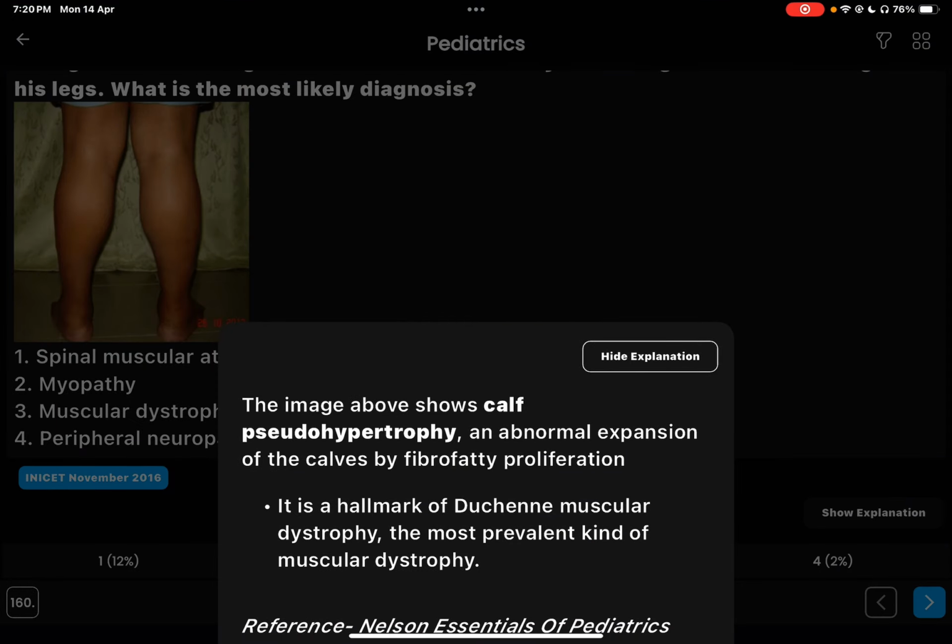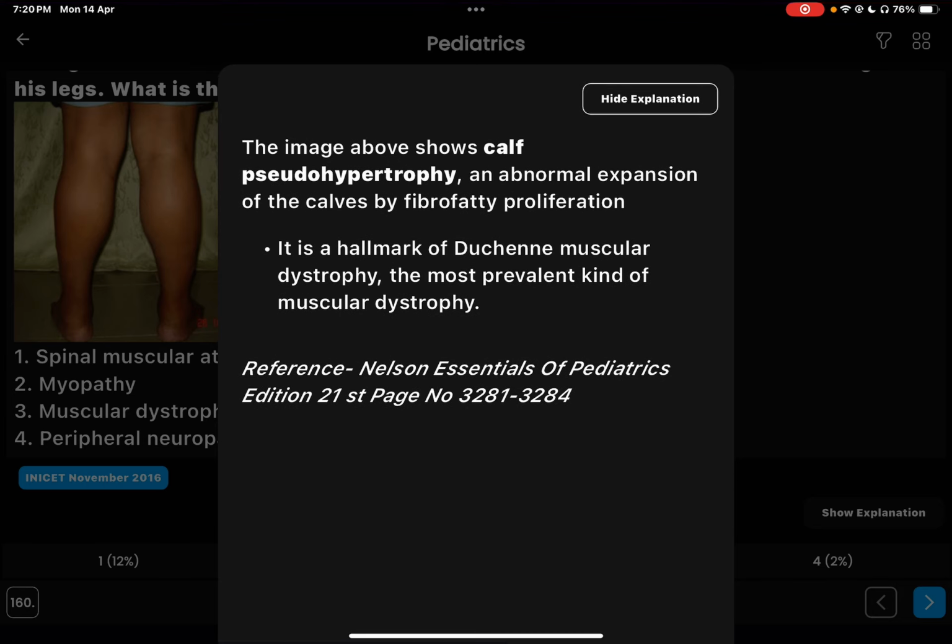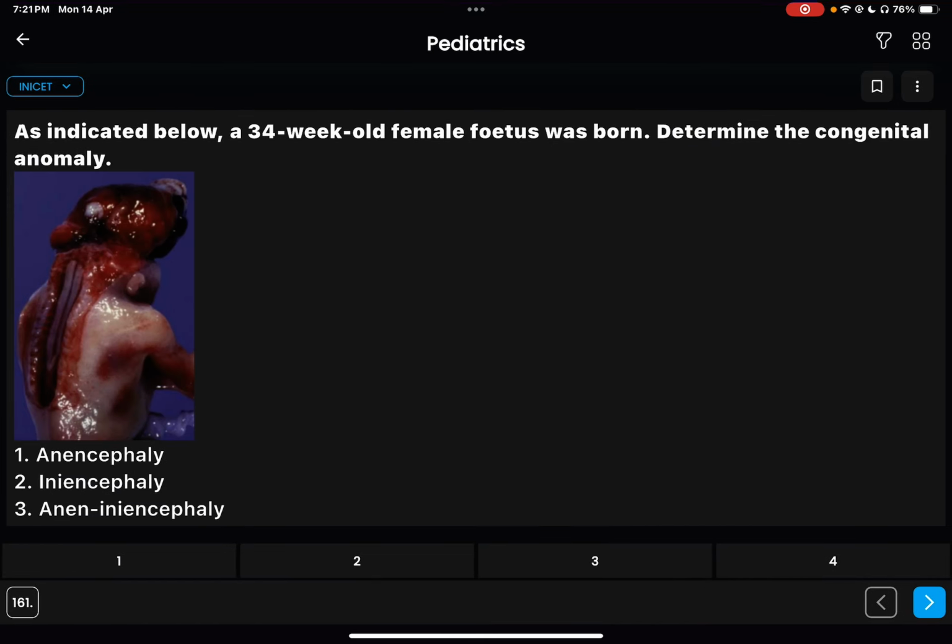Answer is muscular dystrophy. Calf pseudohypertrophy. Abnormal expansion of the calves by fibrofatty proliferation is a hallmark of Duchenne muscular dystrophy, the most prevalent kind of muscular dystrophy.